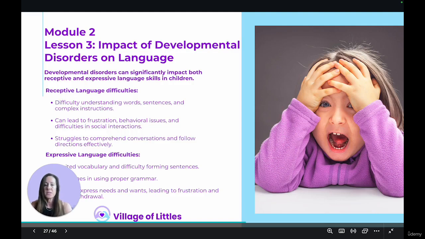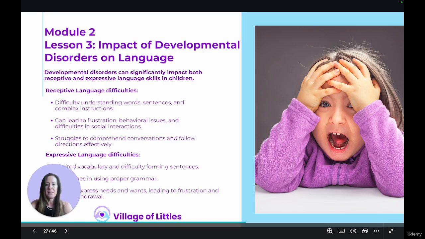This lesson focuses on how developmental disorders can impact language skills in children. We'll explore the two main areas, receptive and expressive language. Receptive language difficulties mean that a child may struggle to understand words, sentences, and complex instructions.